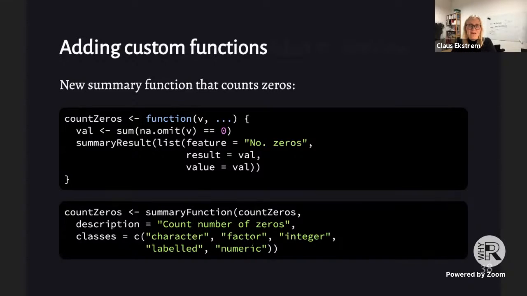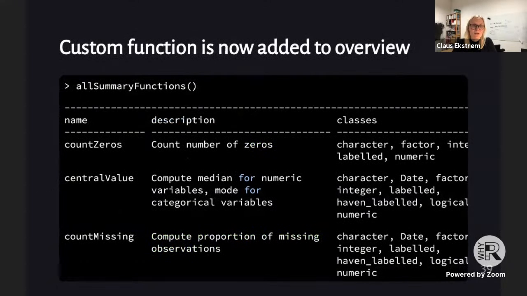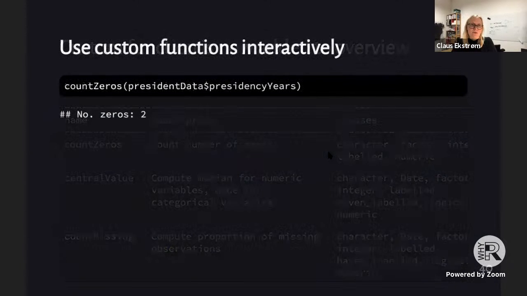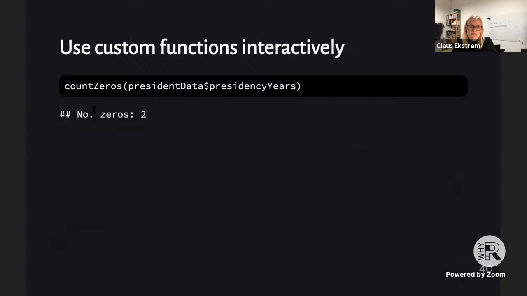But if you've done that, then it pops up if you do this all summary functions call, then you can see it here along with the other ones. And you can of course also use it interactively if you want to. And then you have this neat little print function, so it prints it in the same way as with other variables. It doesn't just throw everything back at you, it tries to make it easy to read.